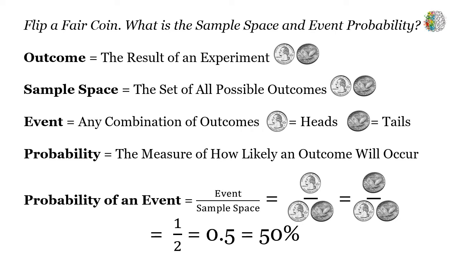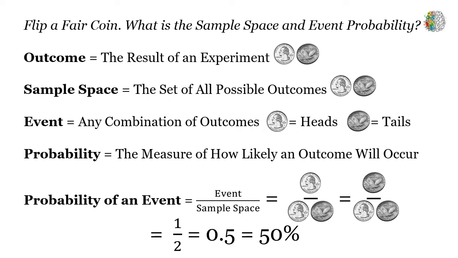So now the probability, or the measure of how likely an outcome will occur, we're going to determine by finding the probability of each event. And remember, that formula is event divided by sample space. So if I want to get the probability of obtaining a heads, I'm going to take the event, which is one head, divided by the sample space, which is a heads and a tail. That's going to be 1 divided by 2, which equals 0.5, which gives me a 50% probability of achieving a heads when I flip a fair coin.